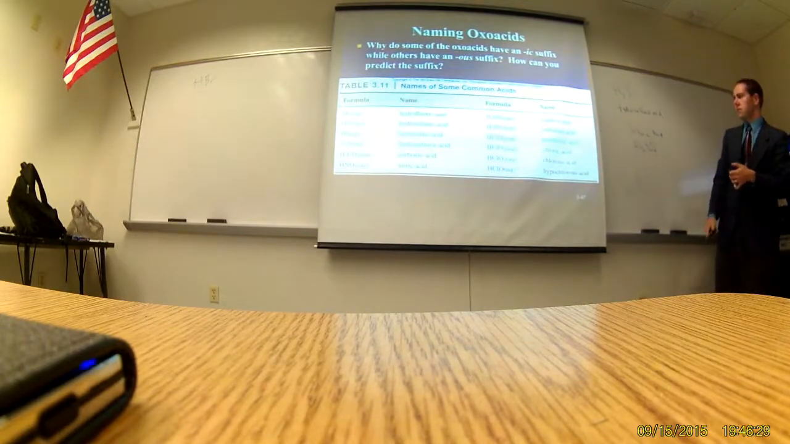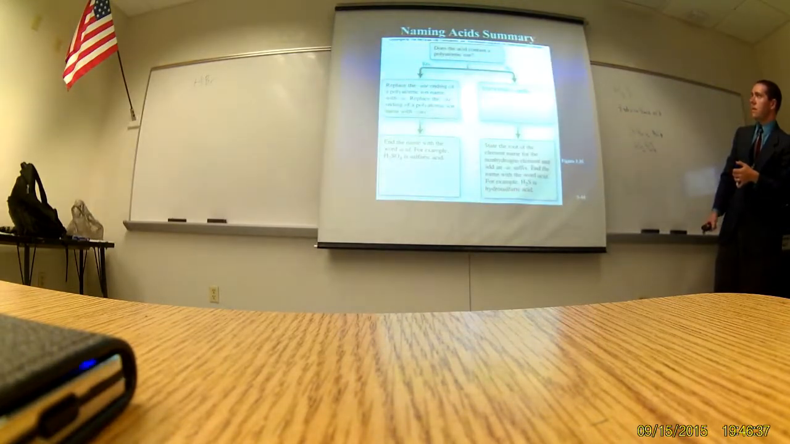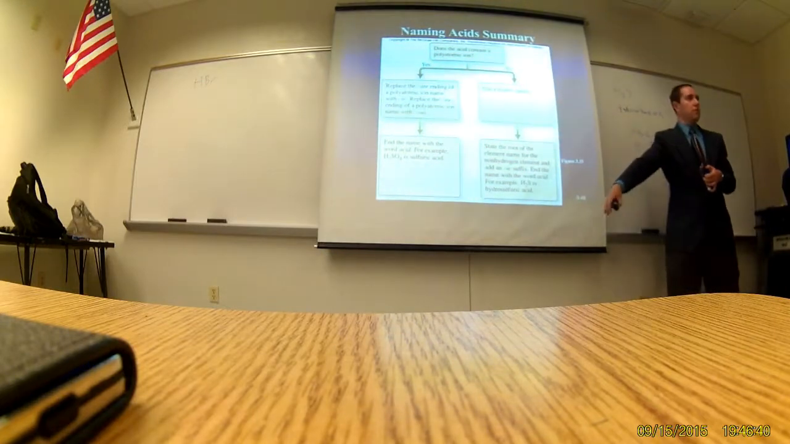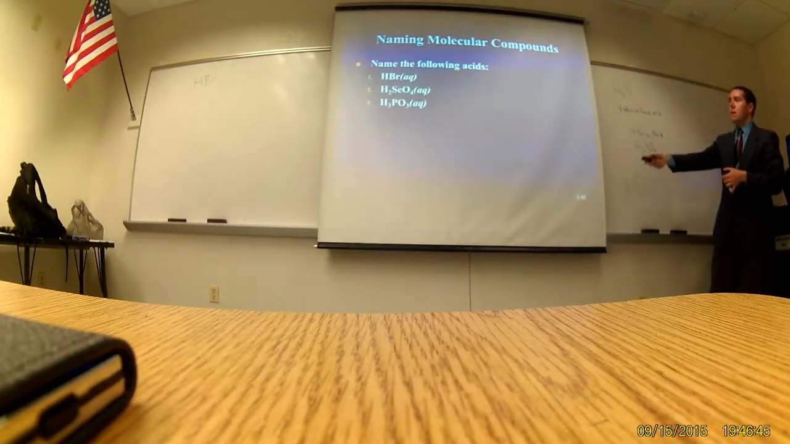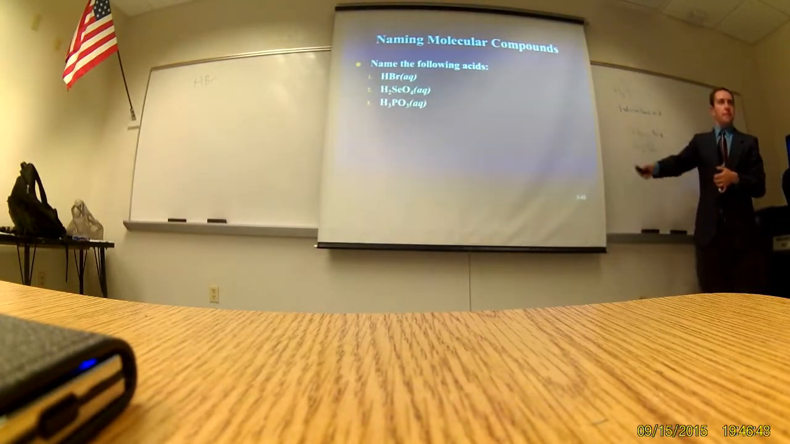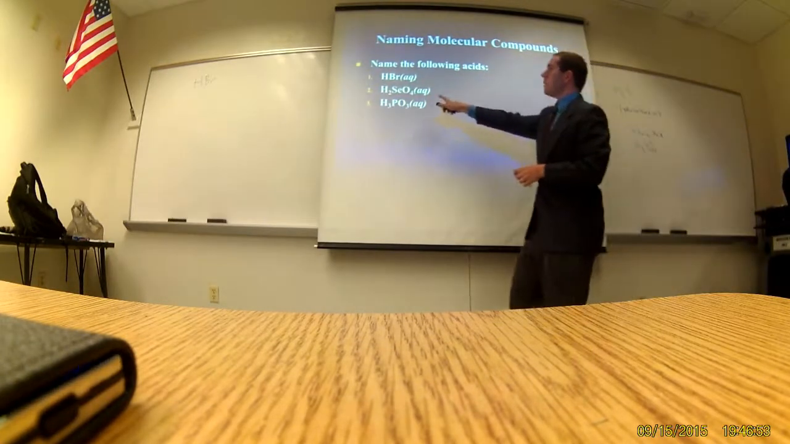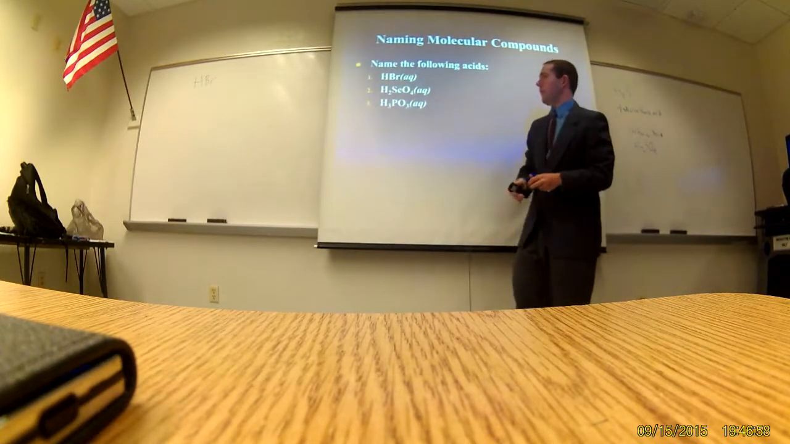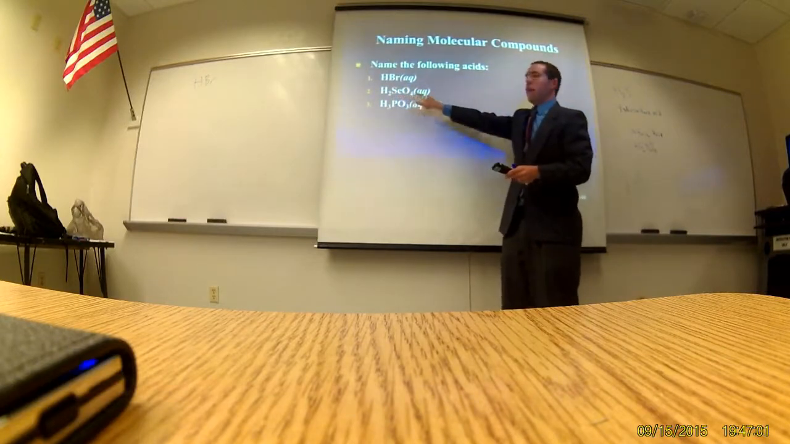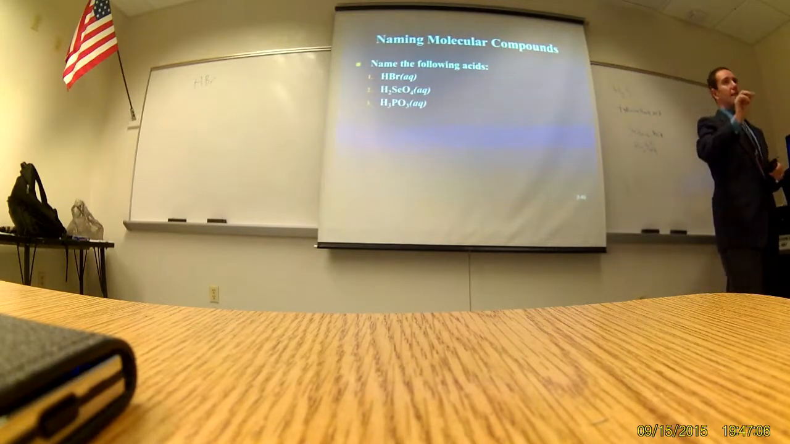Here are some more. This is another flow chart for you. The flow charts are your thing. What would you call that? Hydrobromic acid. It's an element with hydro, element, ic acid. This is a polyatomic ion. It is not on your list. You'll probably never see it again.